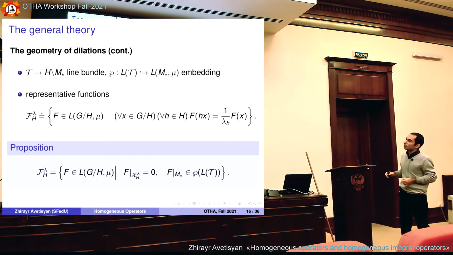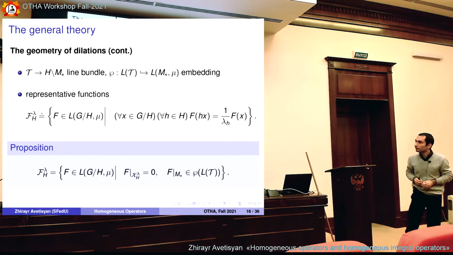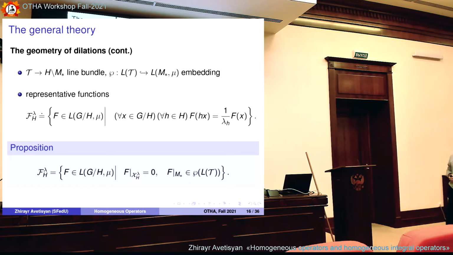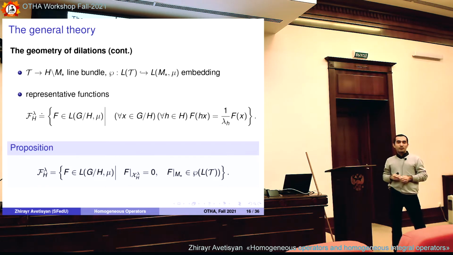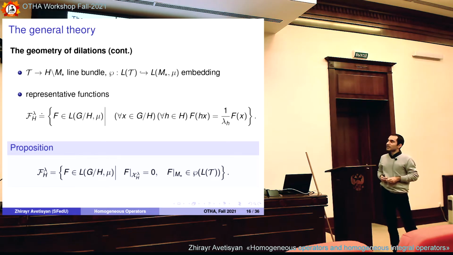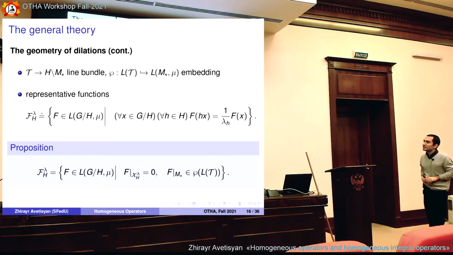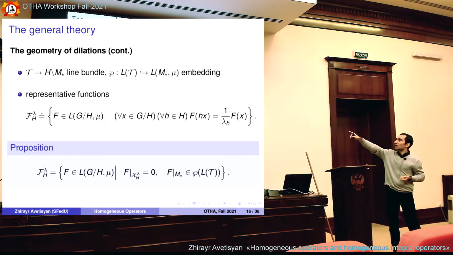So all functions, or measurable functions, that satisfy this are collected in the set curly F. And the important thing is that it turns out that curly F consists exactly of those functions which vanish on the bad set, and on the good part, they are nothing else but the image of the embedding P on the space of sections in the bundle tau. This gives a bijective correspondence between arbitrary sections in the bundle and functions F that satisfy this condition on the second line, right?